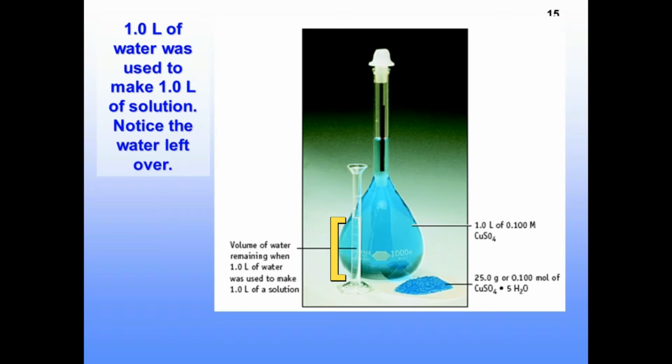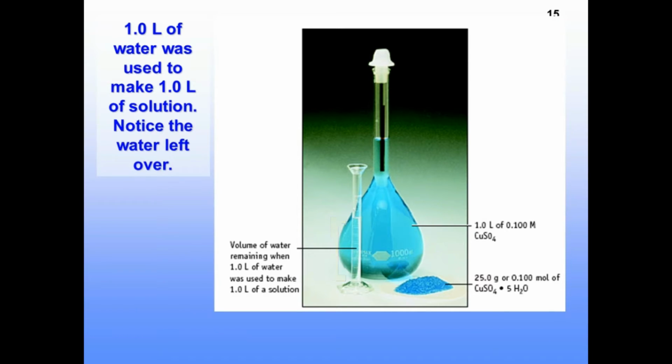So the whole point here, the lesson, is this: put your solid in first, then fill up to the line. Because if you put in your volume first, then put in your solid, it's going to overflow the line, and you're going to have part per part. We don't want part per part. We want part per whole. So put your solid in first, then do it otherwise.